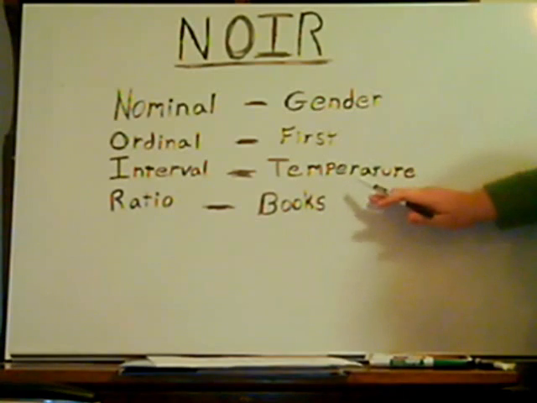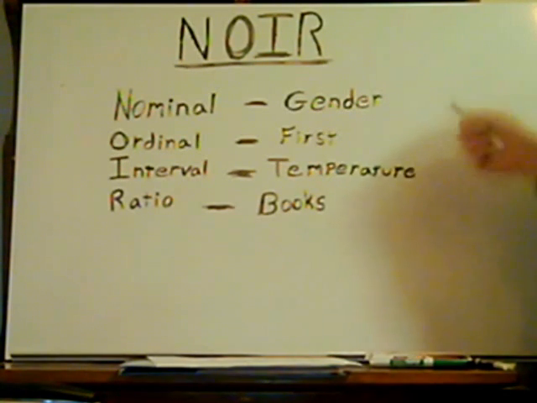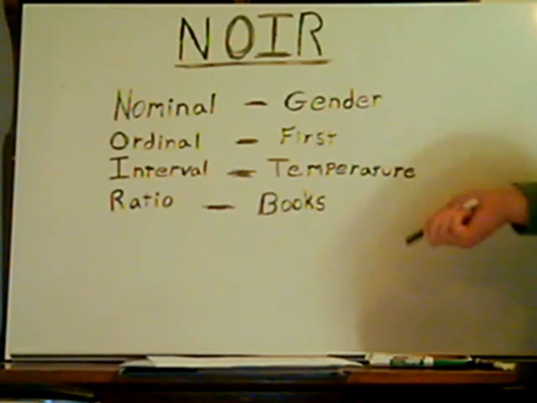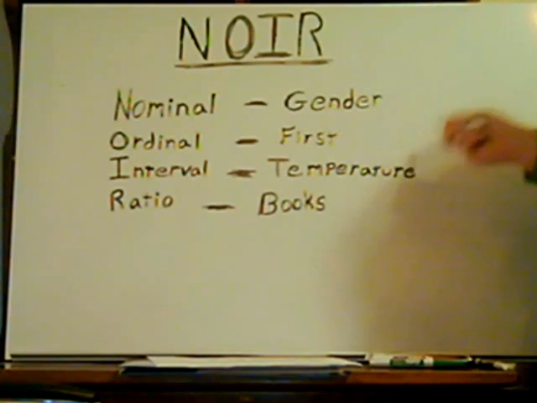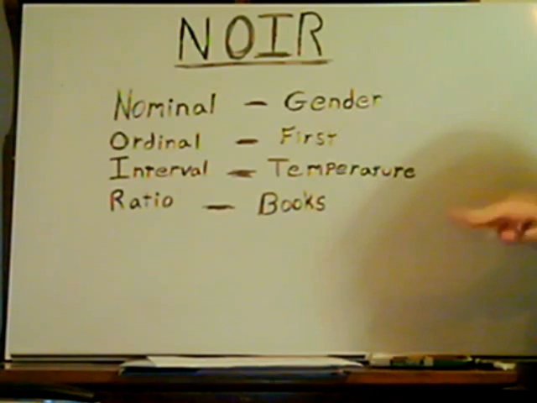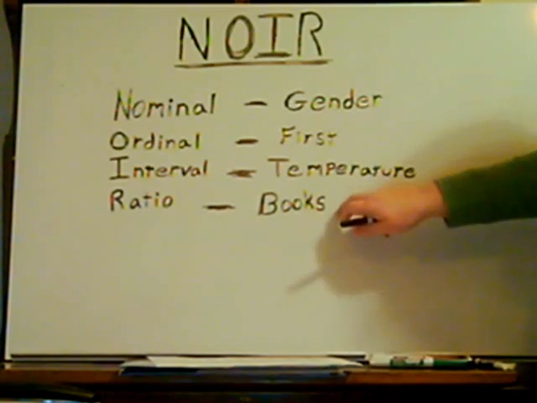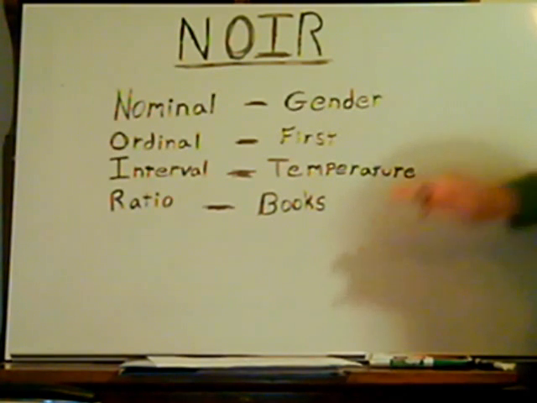And temperature. Let's see why temperature is not a ratio variable. With temperature, you can have 0 degrees. 0 degrees Fahrenheit, Kelvin, Celsius, whatever. The only problem is, having 0 degrees does not mean there is no temperature. It means there is a temperature of 0. Books, having 0 books means there are no books. No books, nothing to measure. Temperature of 0, there's still a temperature there.